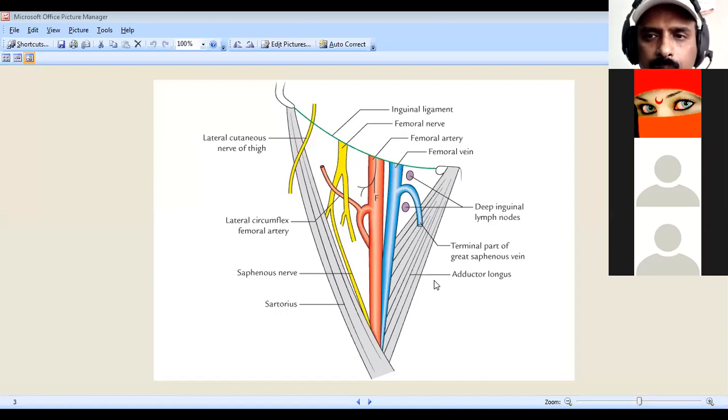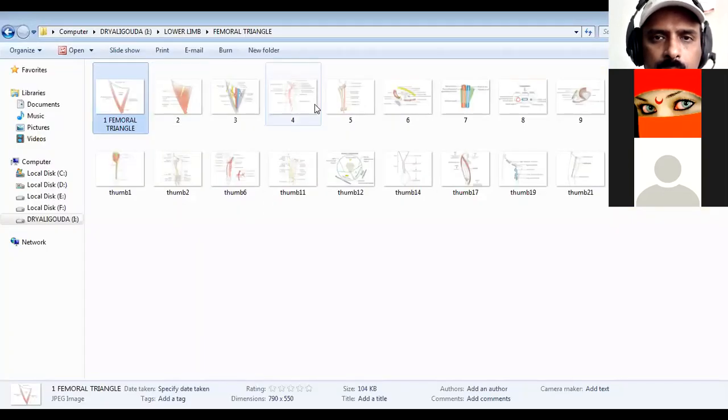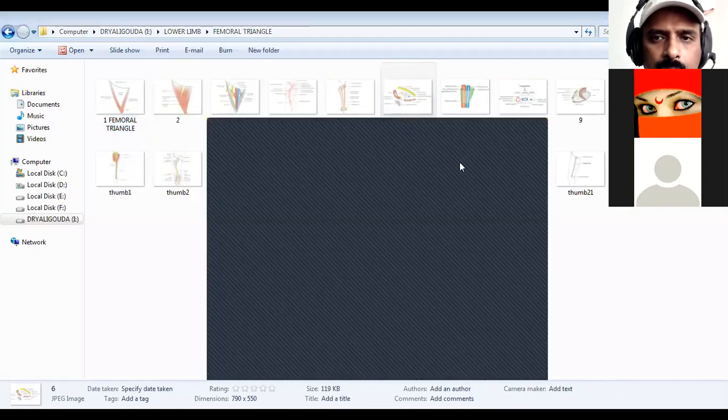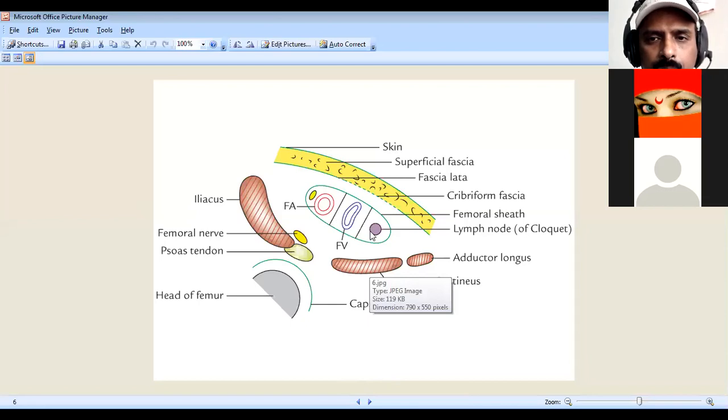Next, whatever you have to remember after the femoral triangle, a commonly asked question is the femoral sheath. You have to remember that the femoral sheath is a funnel shaped fascial sleeve enclosing the upper part of the great vessels of the lower limb. That is, the femoral artery, femoral vein, and the lymph nodes.